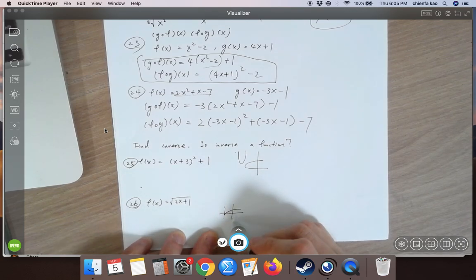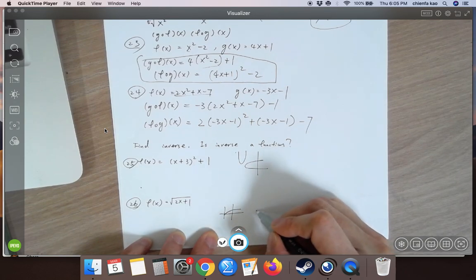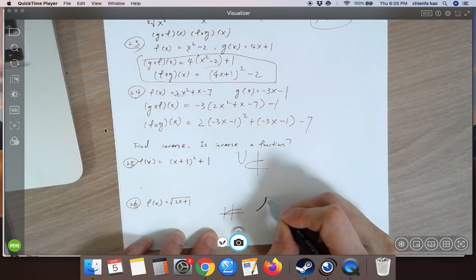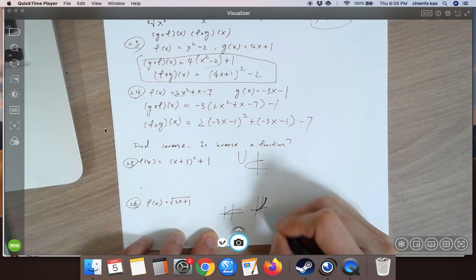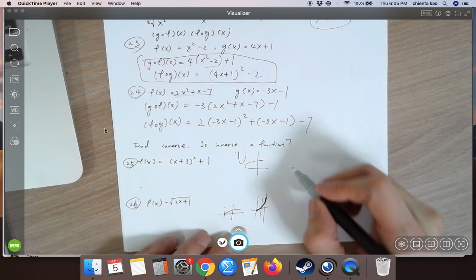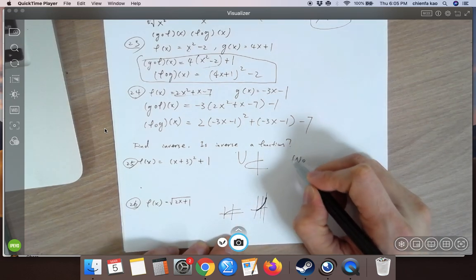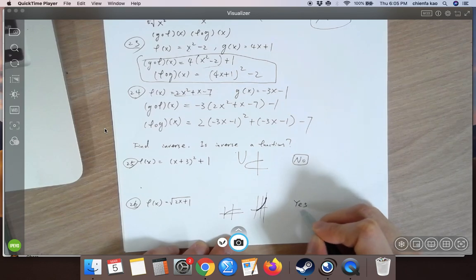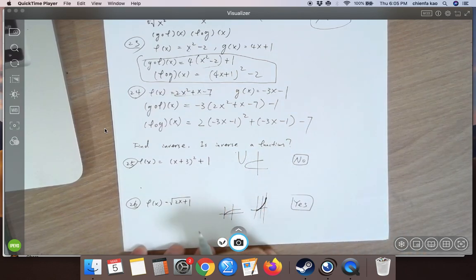Okay, this one will always be a function because this is a picture that looks like this. So the inverse must look like this, something that looks like that. And then that only has one x, one y. So this is no, this is yes. Now, let's find it.